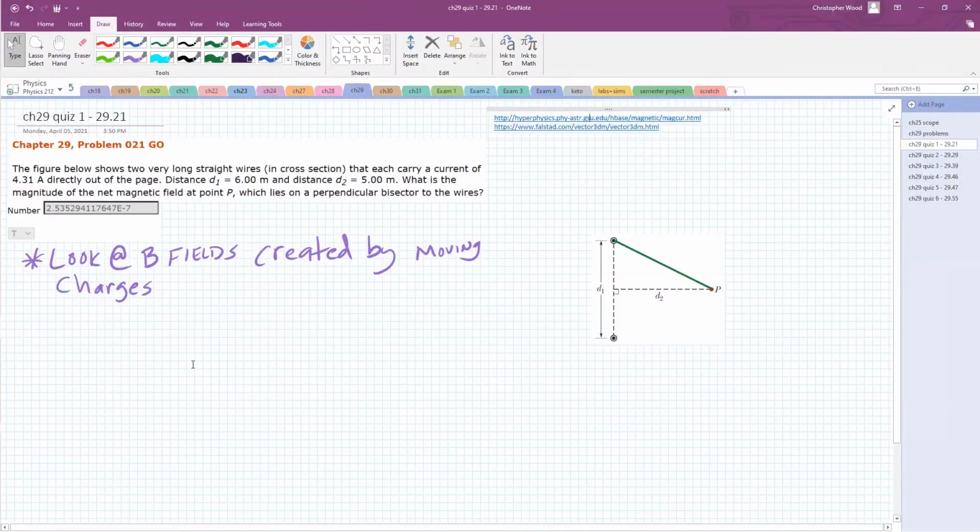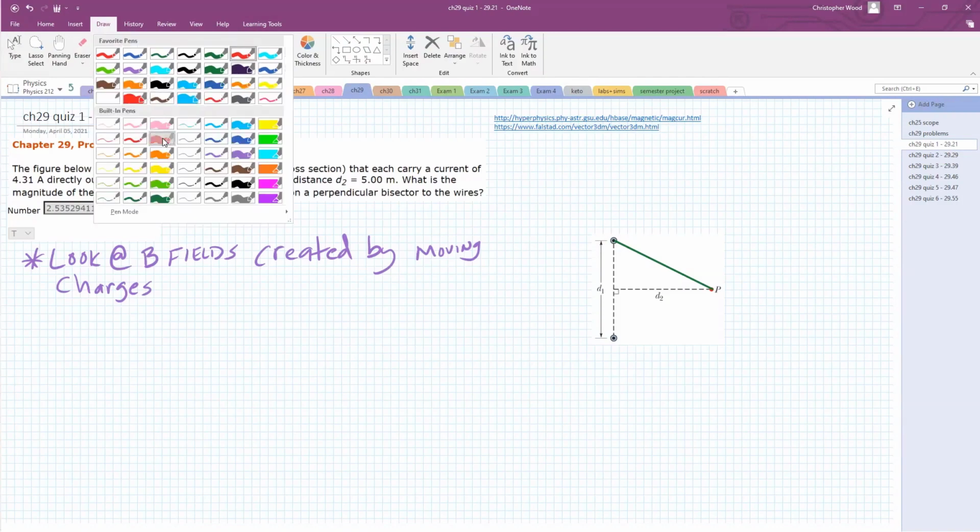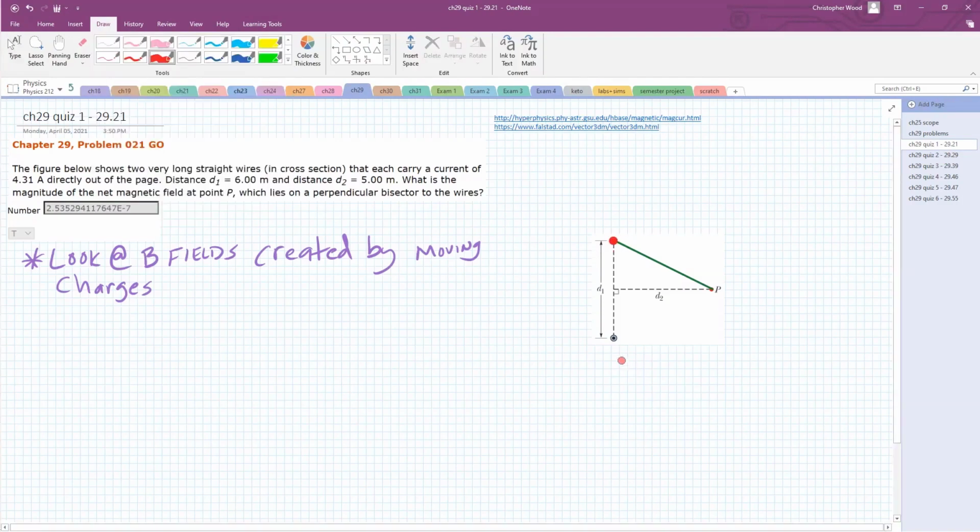We have 2 very long straight wires in cross section. So we're seeing a top wire and a bottom wire, and they each are carrying a current out of the page. That's why we're seeing a dot. So you see a dot right here, and you see a dot right here. And just a little note, a dot means it's coming out of the screen towards your eyeball.